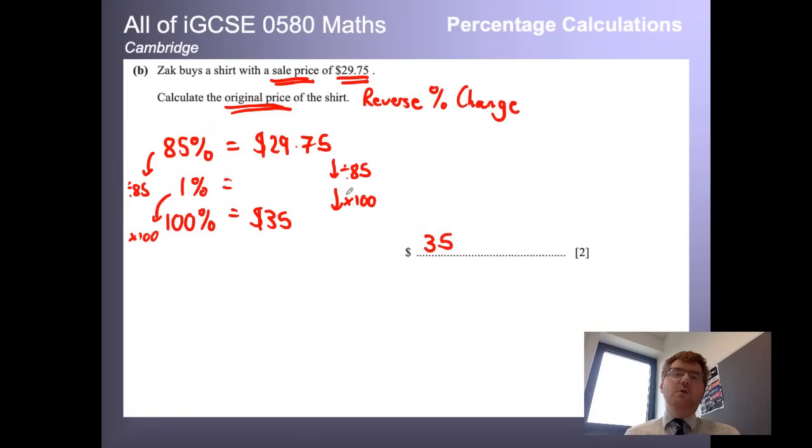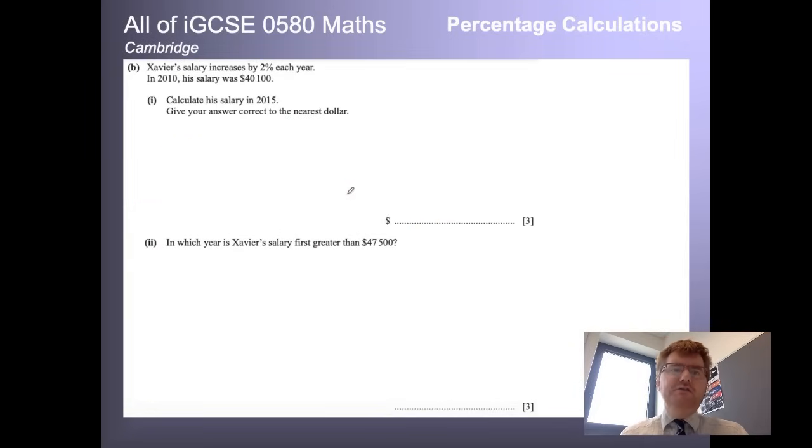But you must show your working to make sure you've made clear to the examiner that we have a reverse percentage change question and you know how to do it. So on to part B.